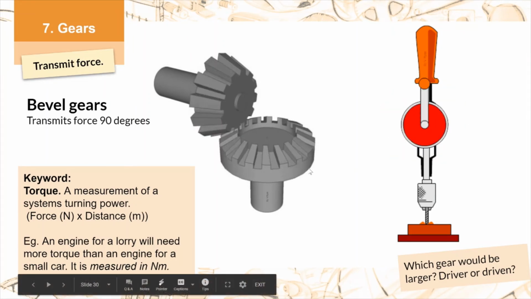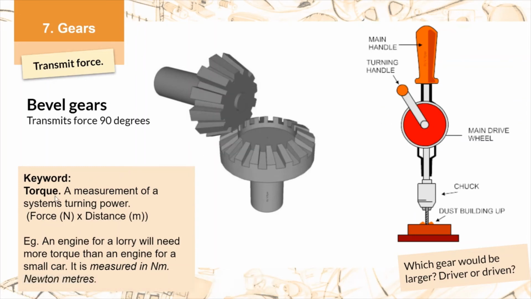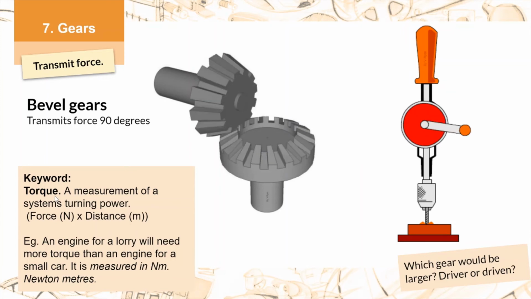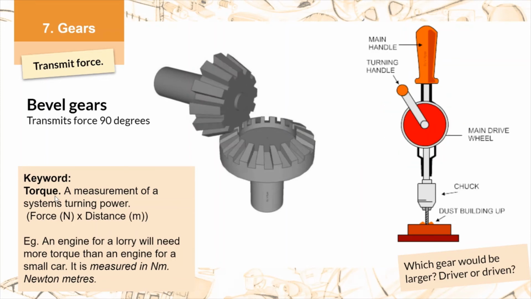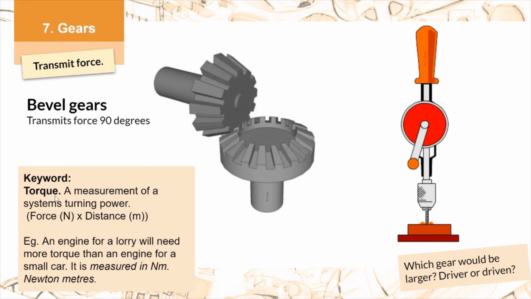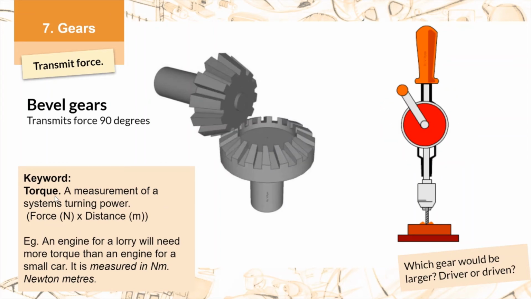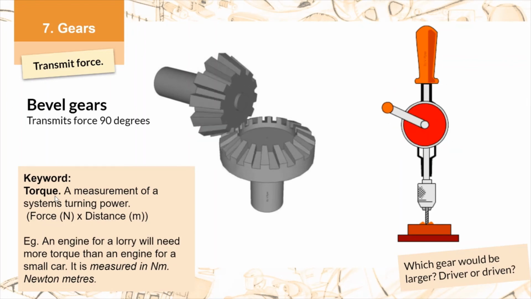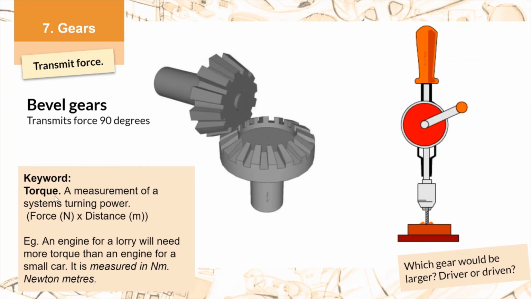So let's just come back to that key word we mentioned earlier about torque. Torque is the measurement of the turning power in a gear. So for example, an engine for a lorry would need more torque than an engine for a little family car. Okay, so it's how much power is being put into the system.